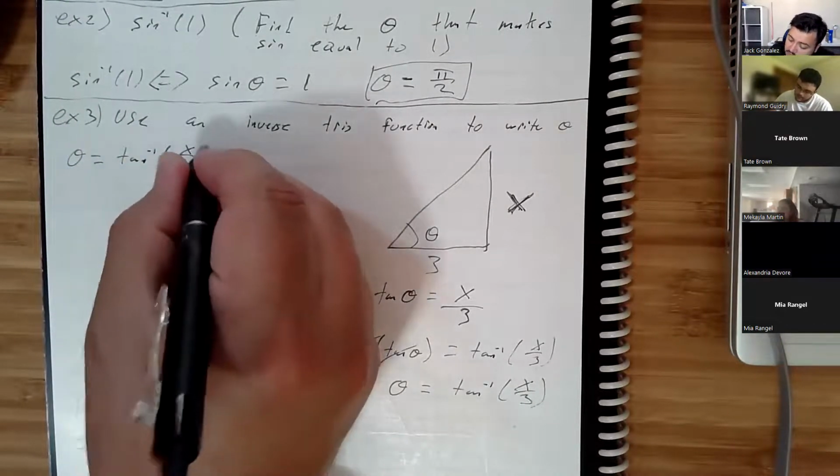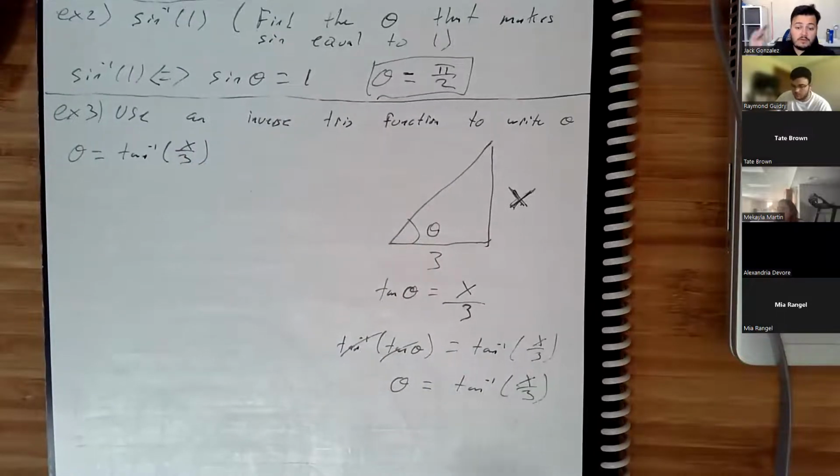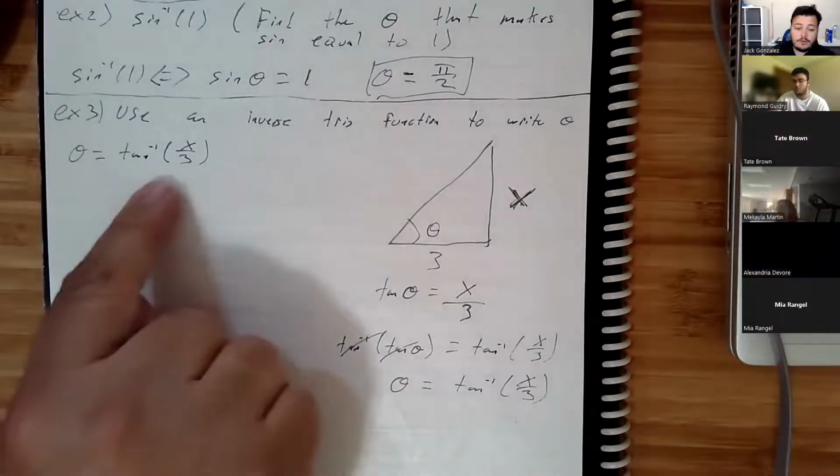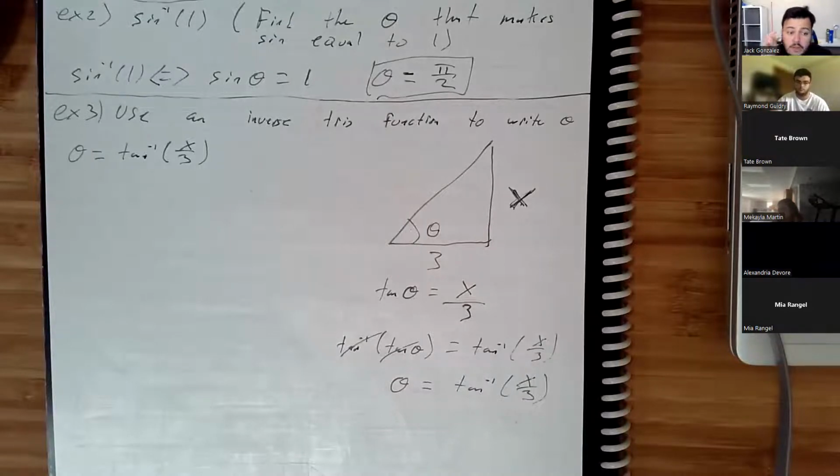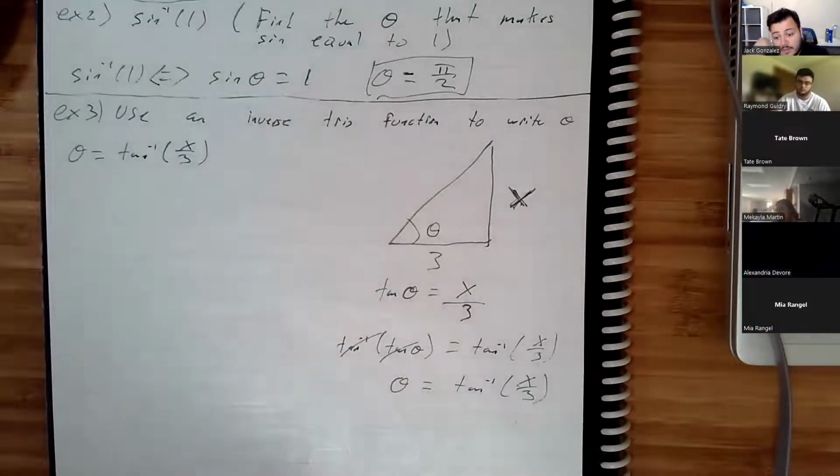So you define the function and then solve for theta. If these are all numbers, then you would have some weird number here, some angle in degrees or radians. Does that make sense? Okay.